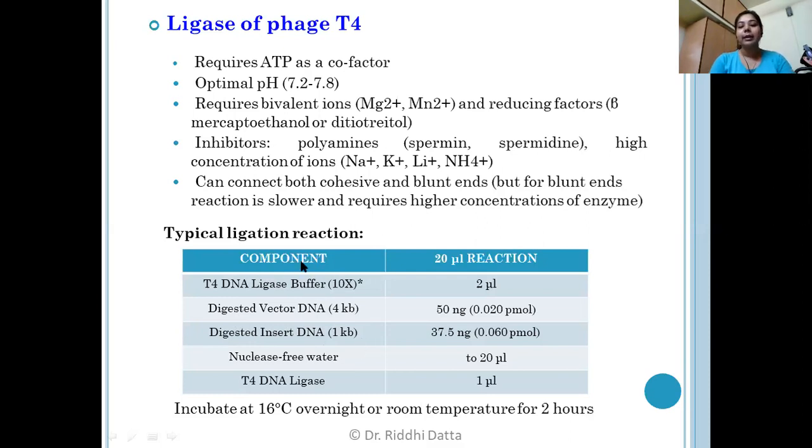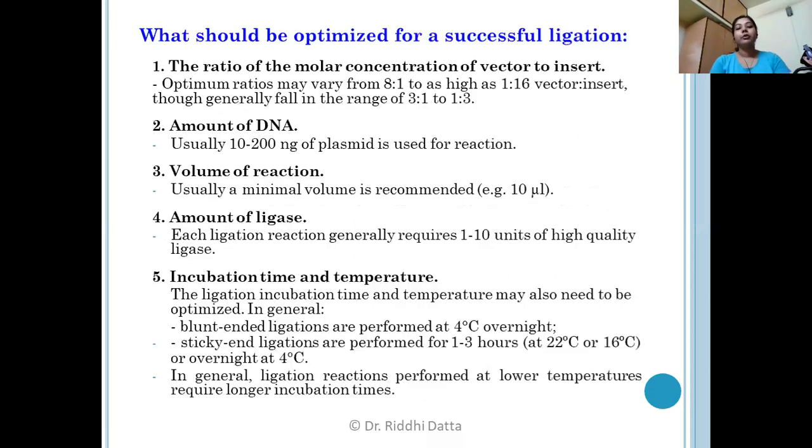Then we have to use the proper buffer. This is called the T4 DNA ligase buffer. We use nuclease-free water to make up the volume, and we use the enzyme T4 DNA ligase. After we have set up this reaction mixture, we will incubate the mixture either for 16 to 18 hours, that means overnight, at 16 degrees centigrade or 4 degrees centigrade, or we can incubate the mixture for 2 hours at room temperature.